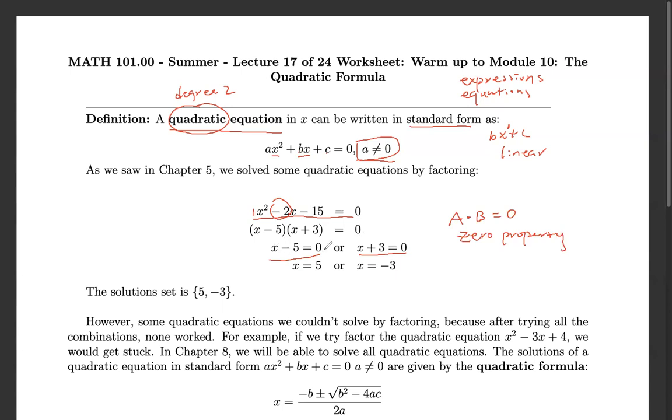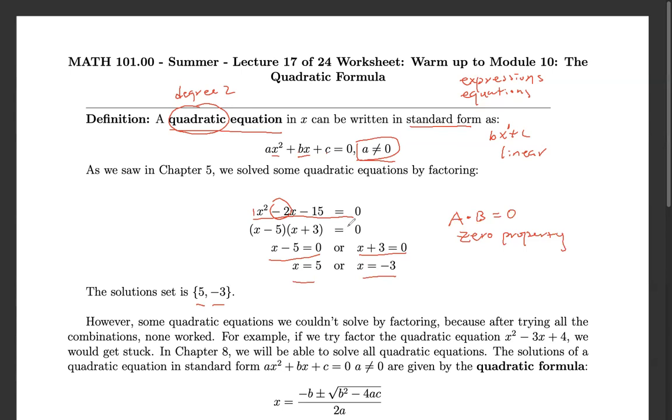Then each factor is linear. So we solve this linear equation, we get x equal to 5. And this one, we get x equal to -3. So we have two solutions, 5 and -3, for this quadratic equation. If we plug in 5, we have 5 squared minus 2 times 5 minus 15, we see that equals 0. We plug in -3: squared is 9, and minus 2 times -3 is positive 6. Adding together, 15 minus 15, that's 0. So those two numbers are the solutions of this quadratic equation.